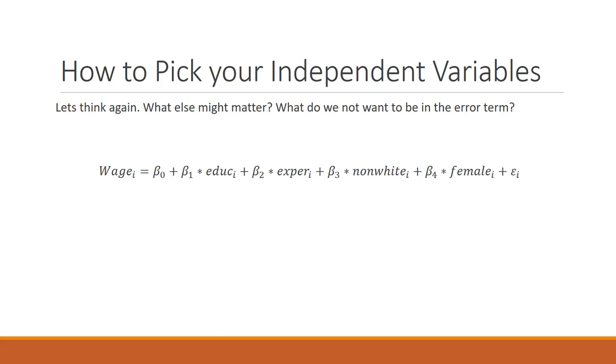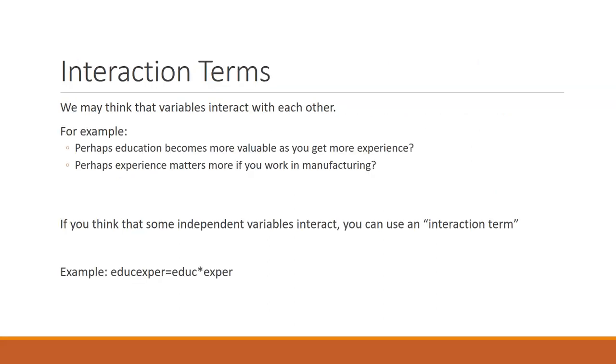So far, we've only talked about explicit variables in our data set and then variables that aren't in our data set. But what we can find is that actually a good model might include interactions between different variables. So let's think about that. What does that mean? Let's talk about interaction terms.